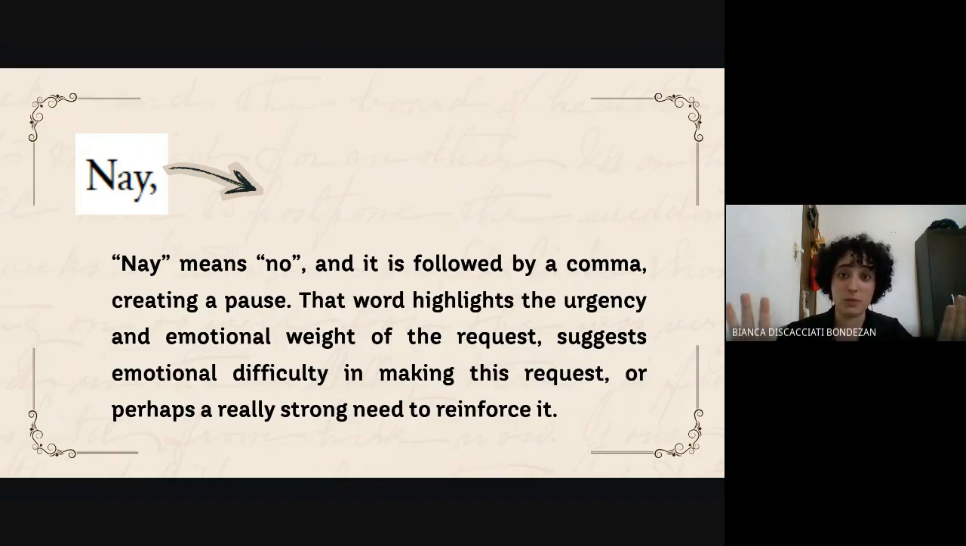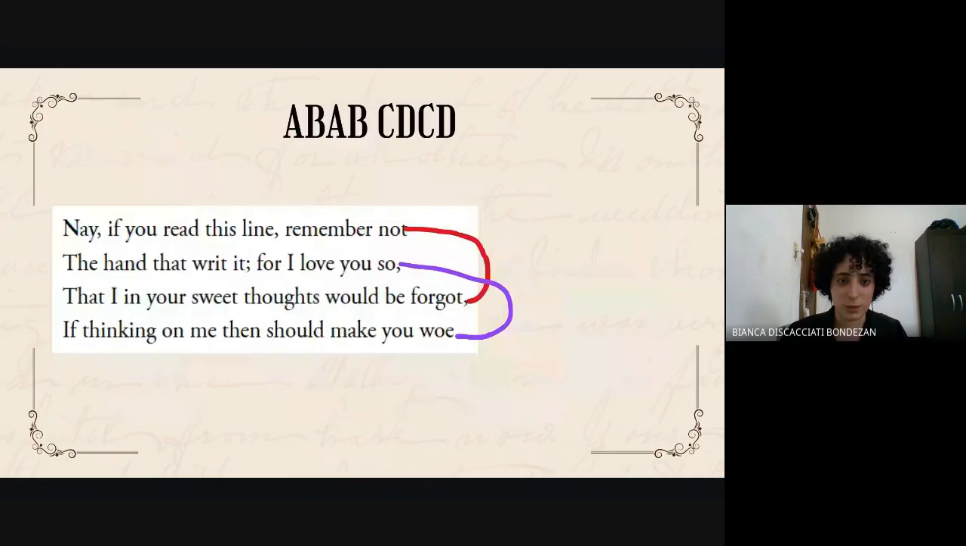So it's like, no, don't mourn. So it is difficult to make the request. Or maybe there's a need to reinforce it, a really strong need to reinforce it. And the sonnet follows the A B C D rhyme scheme.